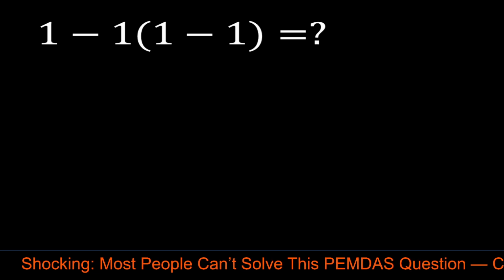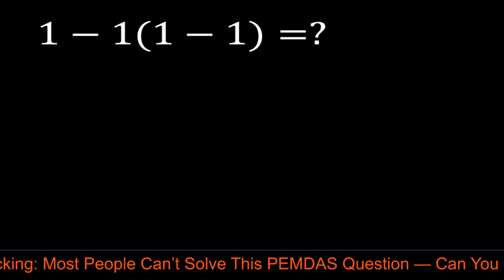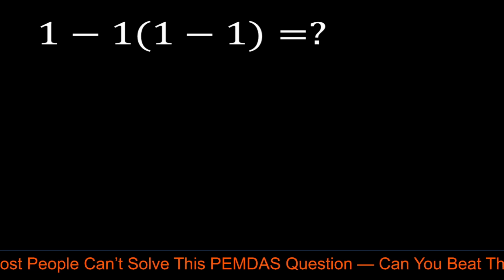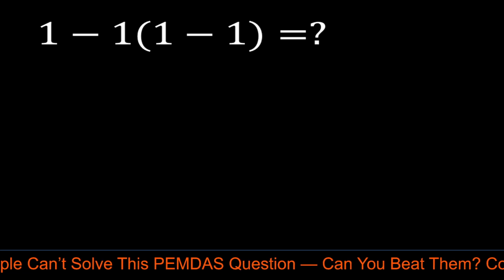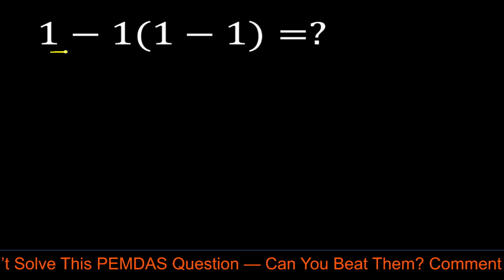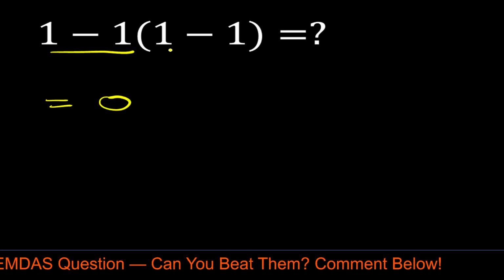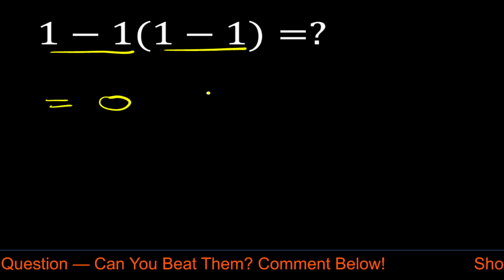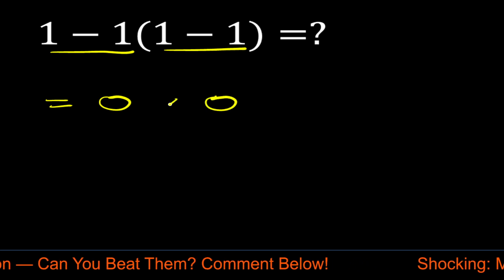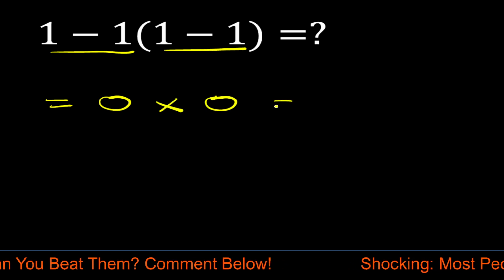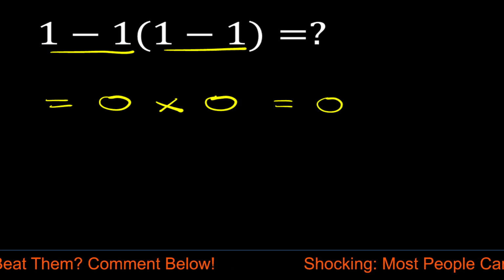So most people solve this question like 1 minus 1, right? 1 minus 1. So 1 minus 1 is equal to 0. Then again 1 minus 1. So 1 minus 1 is equal to also 0. Now 0 times 0. So 0 times 0 is equal to 0, right?